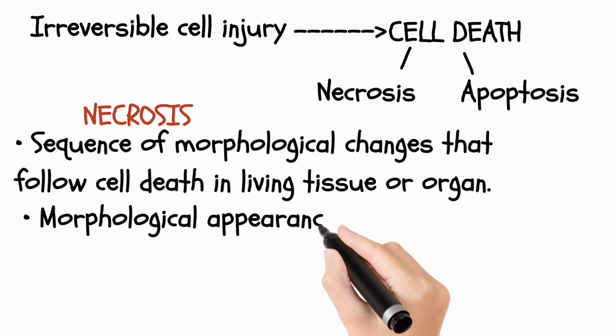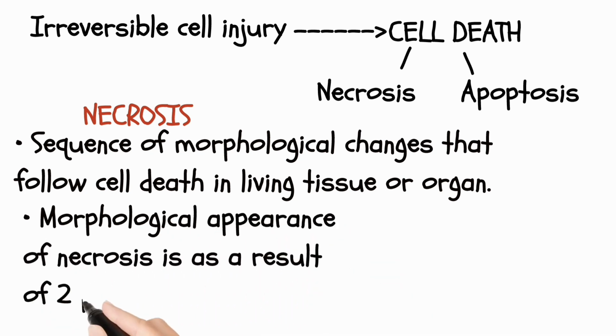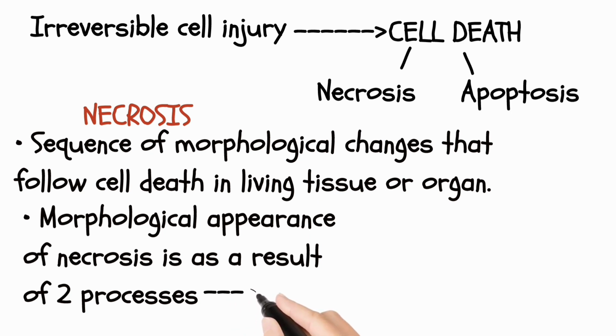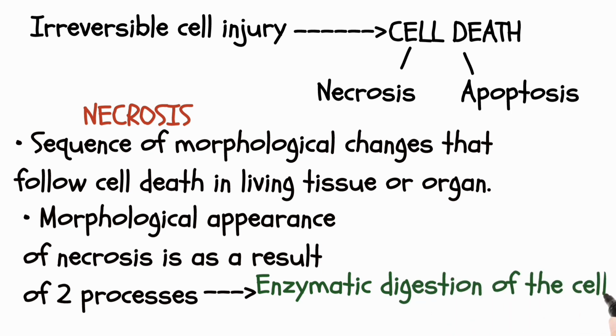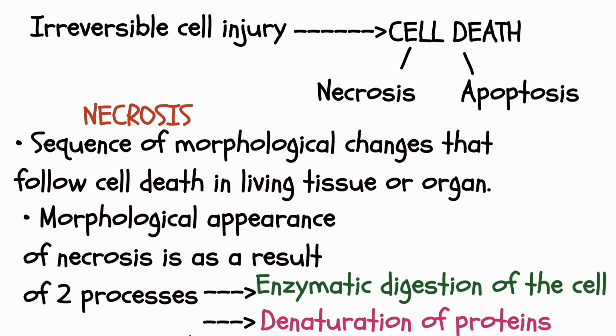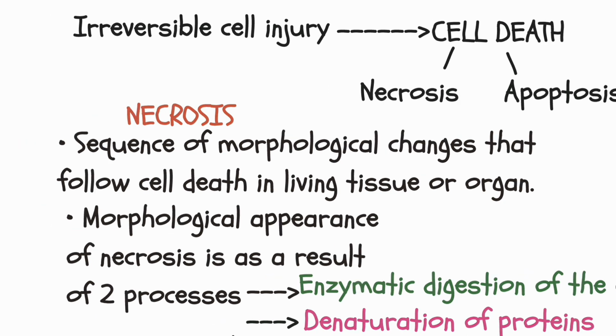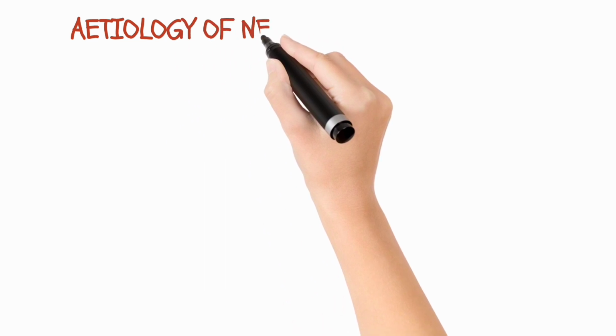Having said that, the morphological appearance of necrosis is as a result of two processes. One, enzymatic digestion of the cell, which is as a result of the digestive enzymes derived from the lysosome of dead cells themselves, that's autolysis, or from the lysosome of infiltrating leukocytes, and that is known as heterolysis. The second process is denaturation of proteins. So the morphological appearance of necrosis is as a result of 1. Enzymatic digestion of the cell, 2. Denaturation of proteins.